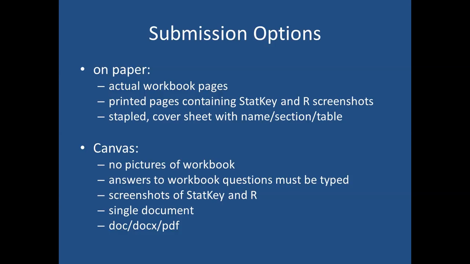If you want to submit on Canvas instead of on paper, then just avoid using pictures of the workbook. The things you would normally take pictures of, just type those answers into a Word document, and that should work around that perfectly fine. Then along with that stuff, you would have screenshots of stat key and R. I guess that would also mean that you would have to use the equation editor for the question that involves the stat key critical value, but you wouldn't have to use the equation editor that much. So I don't think that would really be all that time consuming if you wanted to go that route. Then make sure that it's one document when you submit it on Canvas.